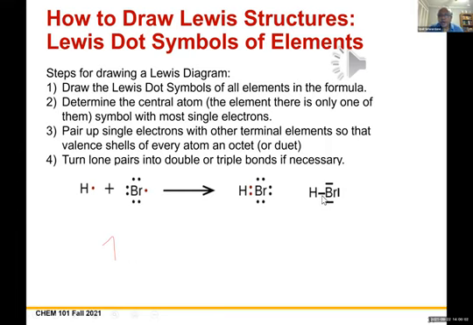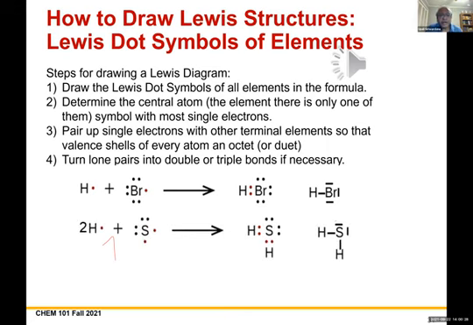This line between hydrogen and bromine is called a bonding electron pair or covalent bond. The dots and the lines that are found on bromine itself are called lone pairs of electrons. Lone pairs and bonding pairs are two different things. Sometimes we call them unshared electron pairs.